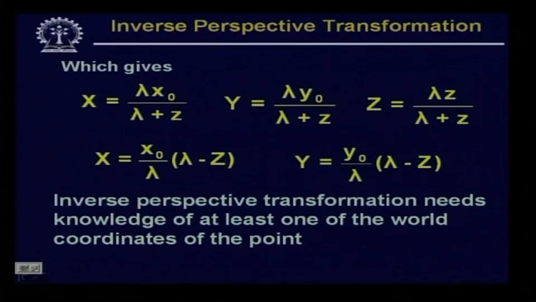If you recall the equation of the straight line that passes through x naught, y naught, 0 and 0, 0, lambda, you find that the equation of the straight line was exactly this: capital X equal to x naught by lambda into lambda minus capital Z, and capital Y equal to y naught by lambda into lambda minus capital Z. So, by using this inverse perspective transformation, we have not been able to identify the 3D world point, which is of course not possible, but we have been able to identify the equation of the straight line, so that the points on this straight line map to the image point x naught, y naught in the image plane.